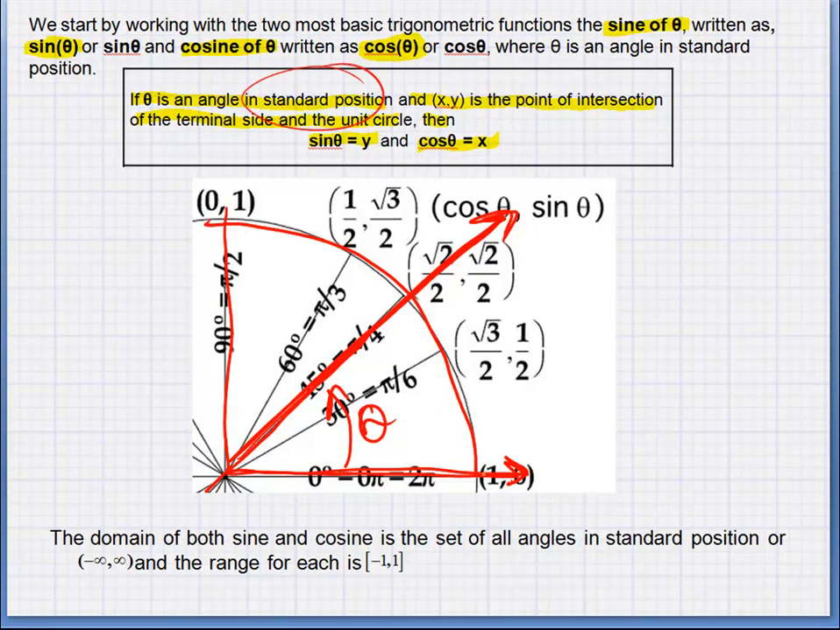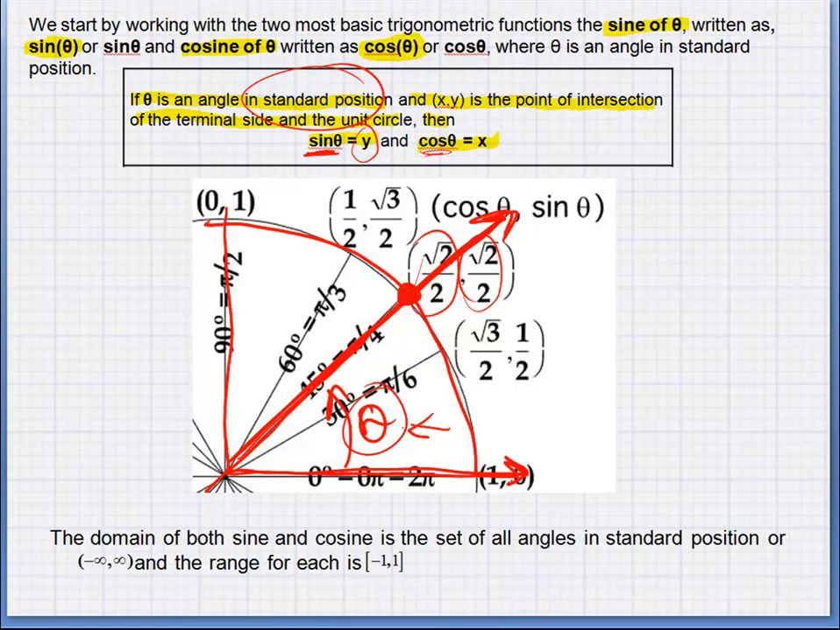If my angle's in standard position, the terminal side of that angle will intersect the circle somewhere. It depends on how far I rotate as to which point I intersect, but it will intersect the circle at a point. That point should have an x-coordinate and a y-coordinate. So we're going to define the sine of theta by looking at the y-coordinate of this intersection point. And the cosine of theta will be defined as the x-coordinate of this intersection point.